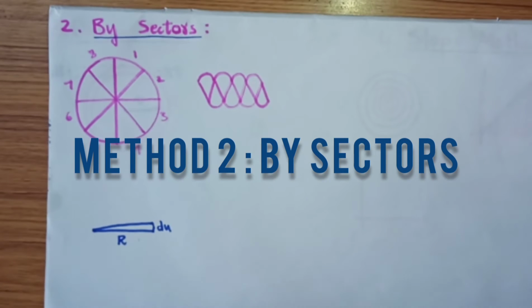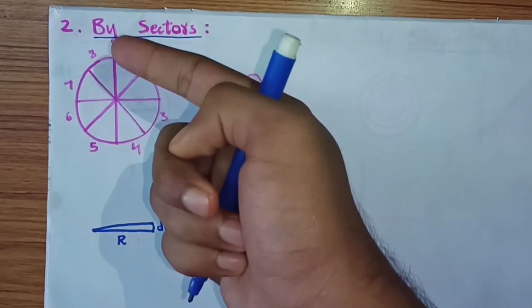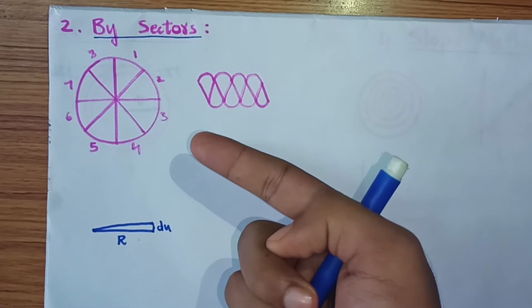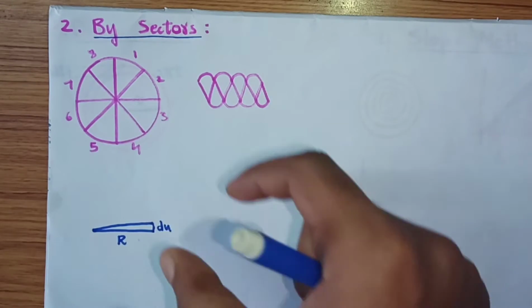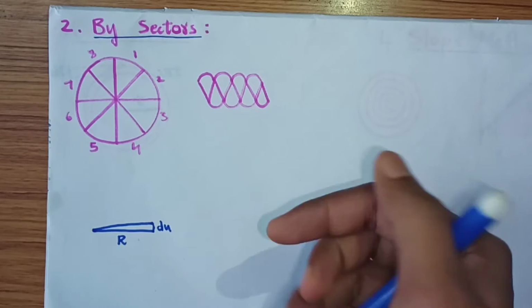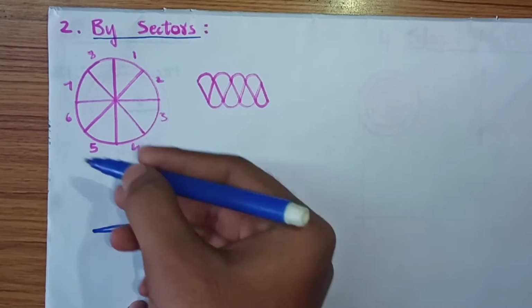Now let's go to the second proof by sectors. In this proof, you need to make the circle divide into small sectors. Here I have made only a few sectors. I have made 8 sectors, and you remove the sectors and place them in this way.